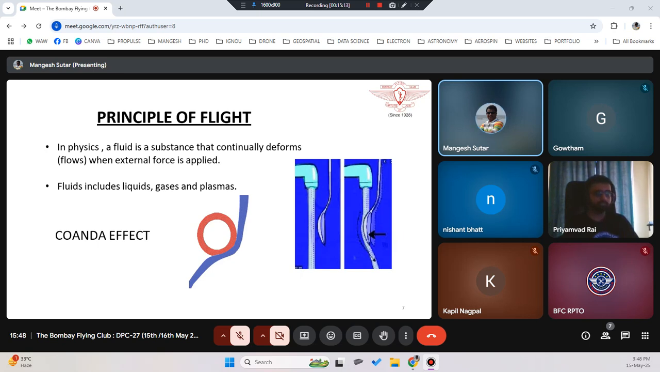If you just hold a spoon under it, the water will not stop at the curved surface of the spoon. The water will take the shape of that spoon. So this is nothing but what is called the Coanda effect.